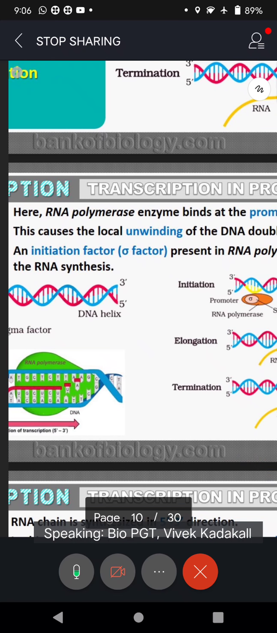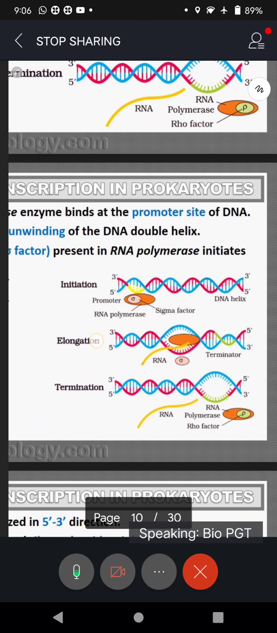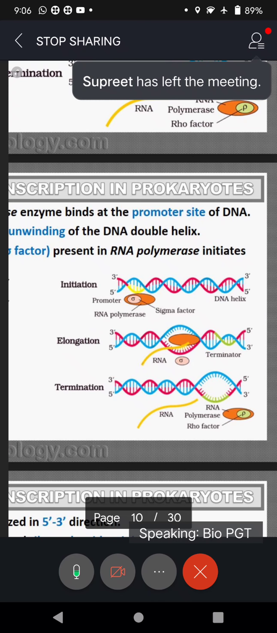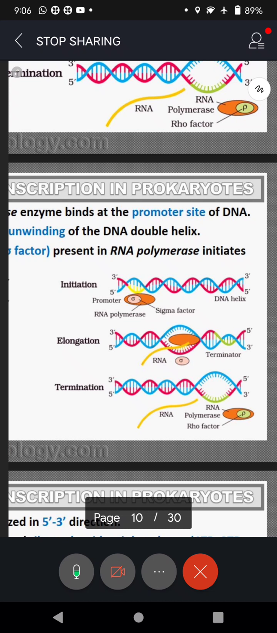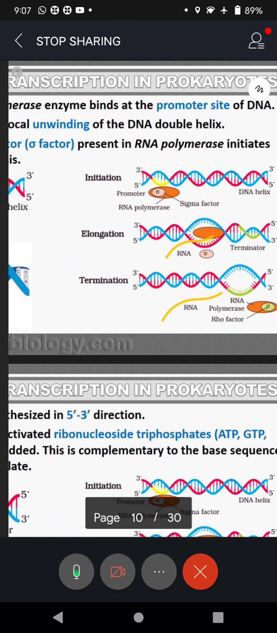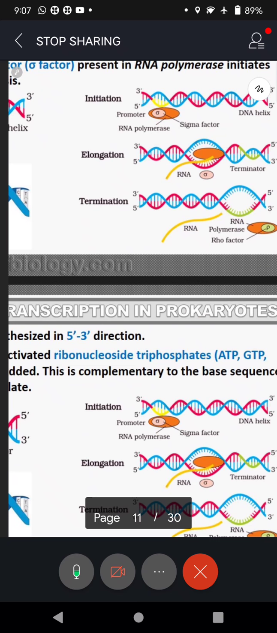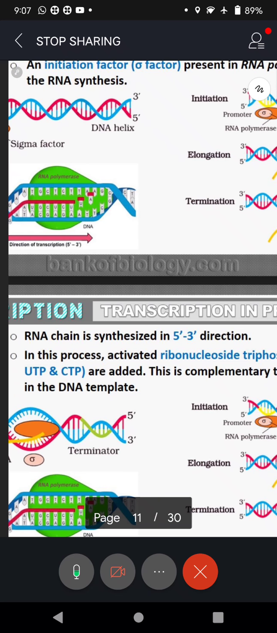Now the same thing is explained again. Initiation: the promoter region, the RNA polymerase enzyme attaches to it, releases the sigma factor. Sigma factor will open the double strand. As it runs through, you can see the DNA molecule gets unwound and helps in formation. You can see that yellow thread coming out. That yellow thread is nothing but RNA. So this is how DNA molecule forms RNA in prokaryotes, right?